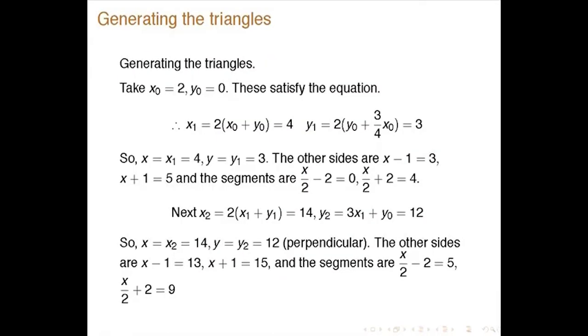For instance, if you take x0 is equal to 2, y0 is equal to 0 and start from that, this will satisfy those equations. X1 and y1 you take as 4, 3, okay. Then you start from 4, 3, other sides are x minus 1 is equal to 3, x plus 1 is equal to 5 and the segments are 0 and 4, as I told. But the next will be 14, 12: x2 will be 14, y2 will be 12. This is a perpendicular. The other sides are 13 and 15; 13, 14 and 15 are the sides and the segments are 5 and 9.